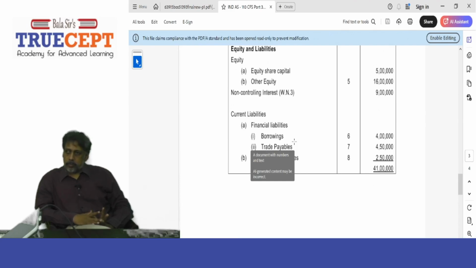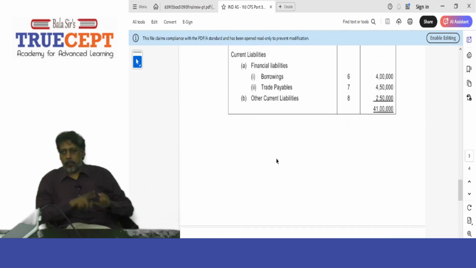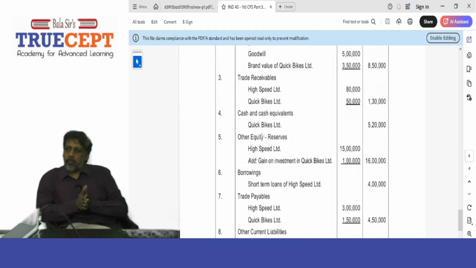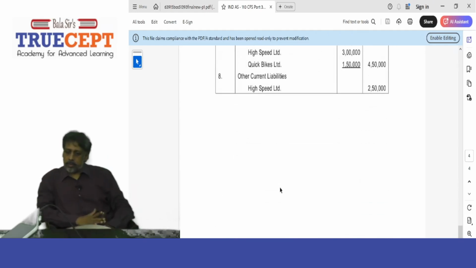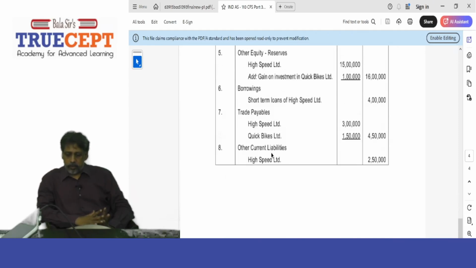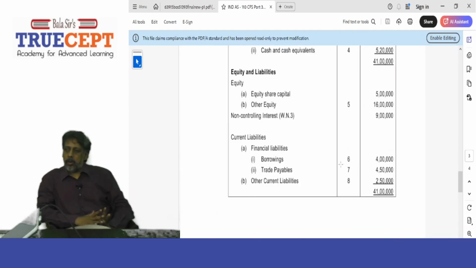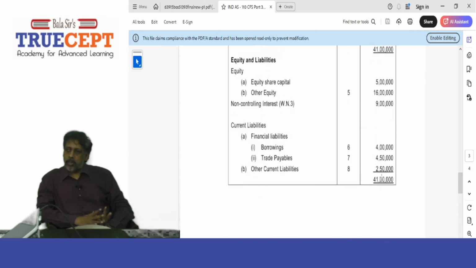A, financial liabilities. Under that, borrowings, note number 6, 4 lakh. And trade payables, my trade payables plus your trade payables, note 7, 4 lakh 50,000, nothing but 3 lakh plus 1,50,000. And other current liabilities, 2,50,000, only High Speed's. Totally 41 lakh.